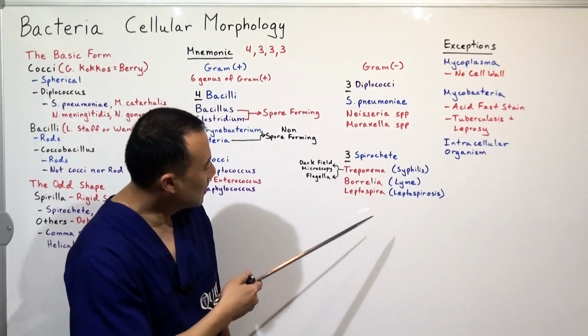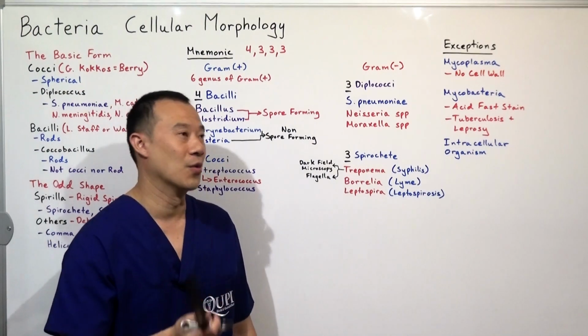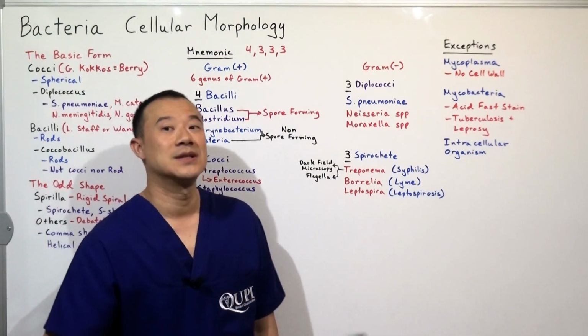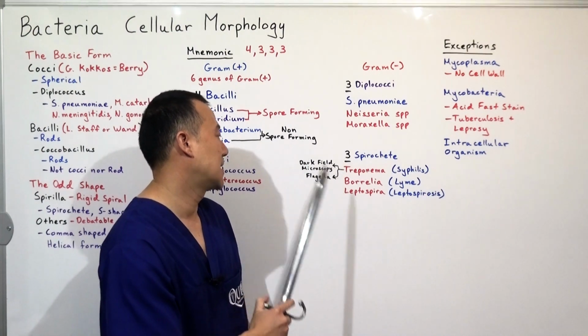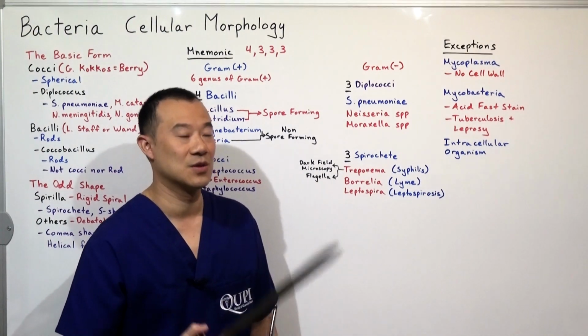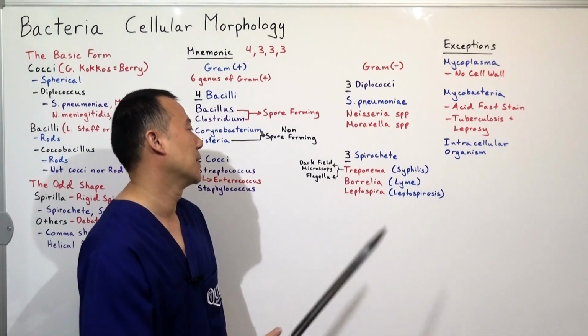There's 3. I hope there's only 3, but there may be more. But there's 3 important Spirochaetae bacteria that you're going to need to know. And because there's only 3, it makes it easy for you to memorize them.